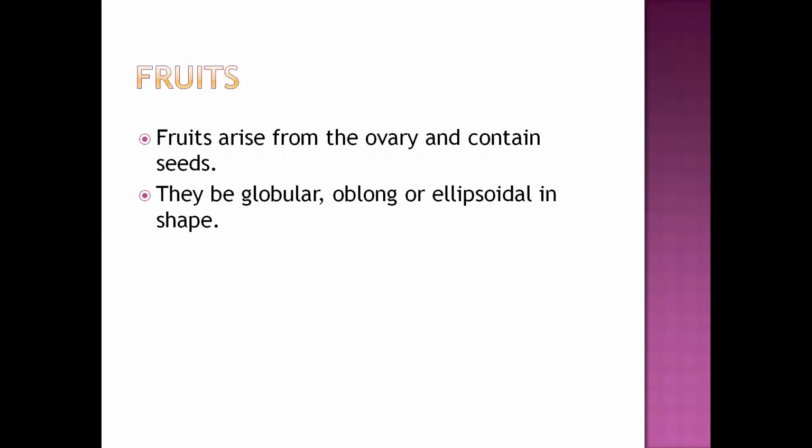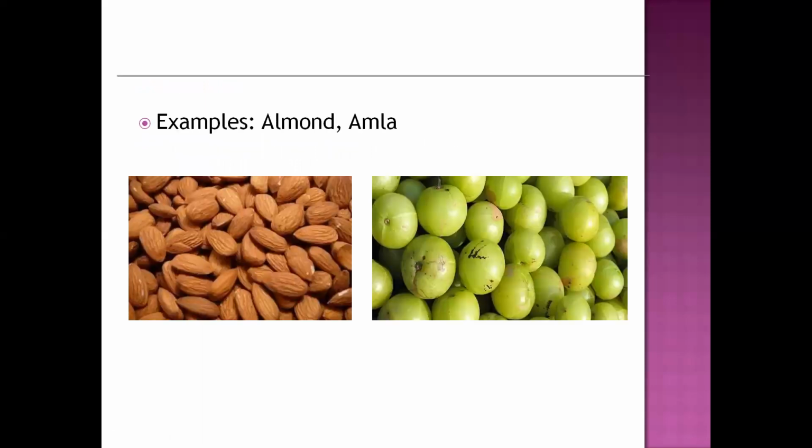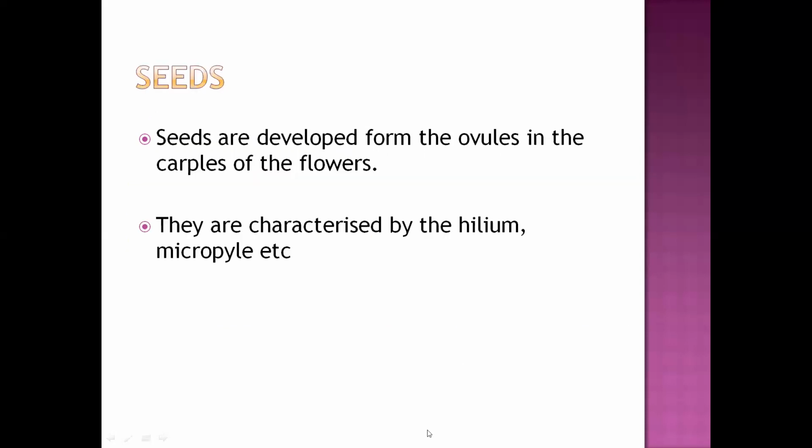Next come the fruits. What are fruits? They arise from the ovary and contain the seeds, and every fruit also has a different shape, like it can be globular, it can be oblong, or it can be ellipsoidal in shape. Here I have given some examples like almond and amla. Both the fruits have different shapes, almond is oblong, and amla is somewhat rounded in shape.